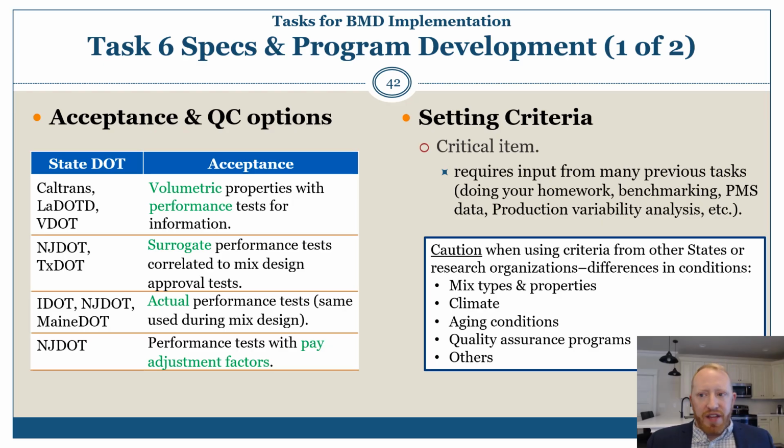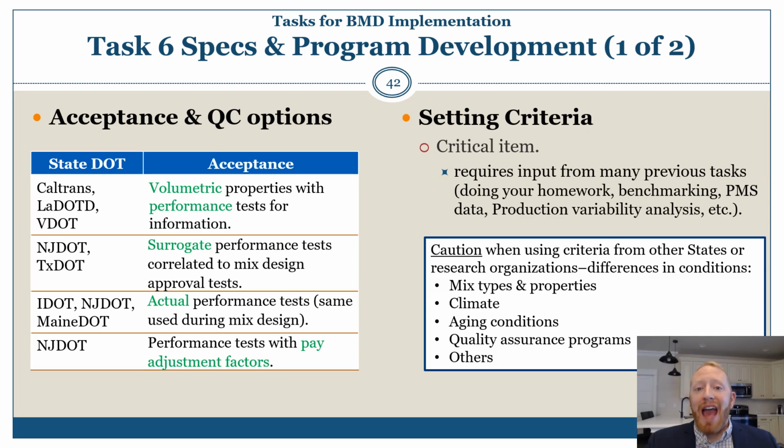So, a couple things to think about here. Certainly BMD makes you think mix design, but there are many different ways of bringing this out to the field. So, you see some examples from the agencies that we talked to, and they run the gamut of how to handle acceptance. Some are just going on volumetric properties, and any BMD testing will be for information. Others are looking at surrogate tests. Some are looking at actual performance tests, so performing those same performance tests. And there are some small examples out there of actually paying based upon these BMD tests.